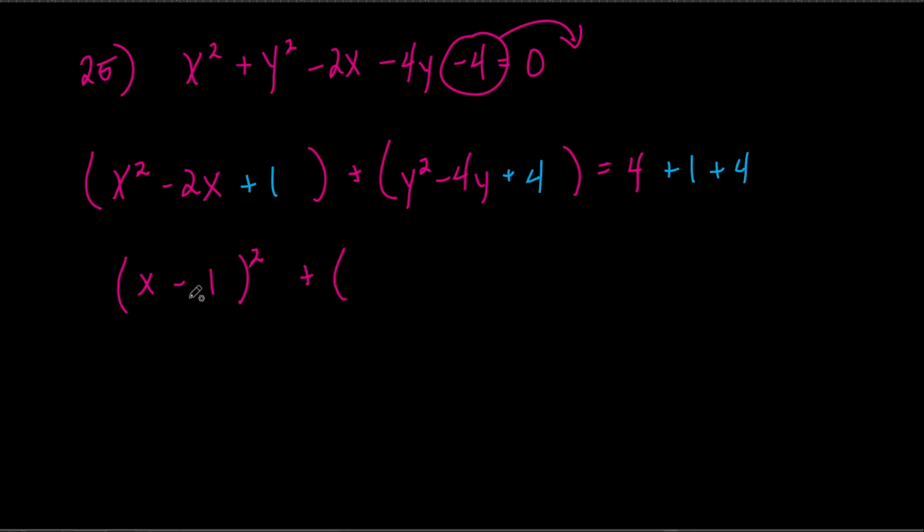Now look at this. This looks like something for a circle, doesn't it? You see what we're doing? It looks like the standard form. It looks like I can find the center of the circle with this. And this is going to be y minus 2 squared. And then this is going to be 4 plus 4 is 8, plus 1 is 9. And there we go. So now it's in standard form.